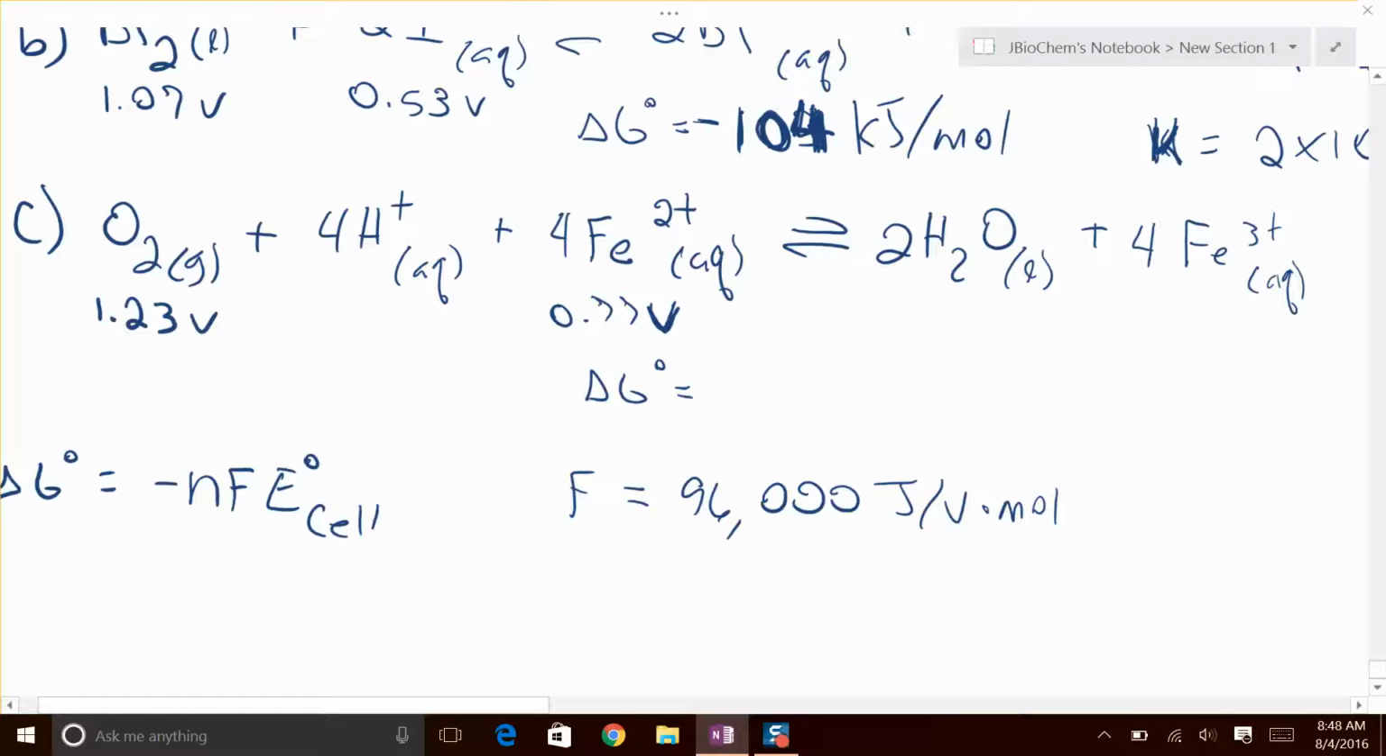Okay, so we have Fe2+ to Fe3+. That means we lost 1 electron, right? But we have 4 of them, so we lost 4 electrons. Okay. So Fe2+ lost 4 electrons, which is picked up by the O2, and each oxygen gains 2 electrons, so that's 4.